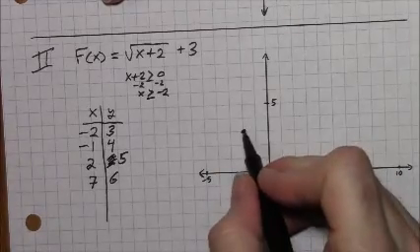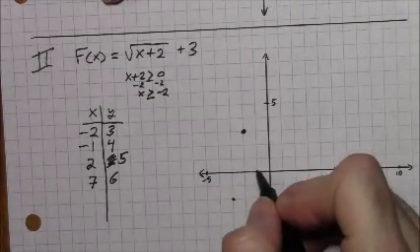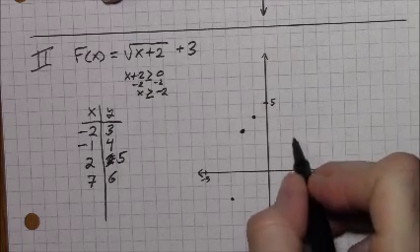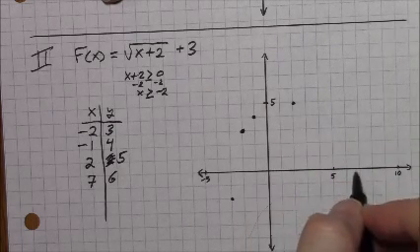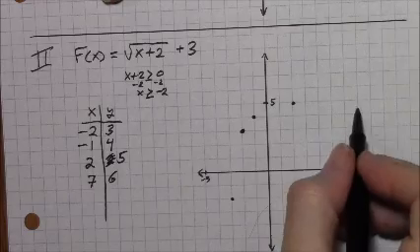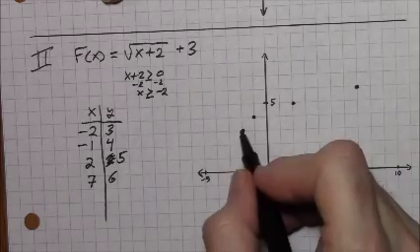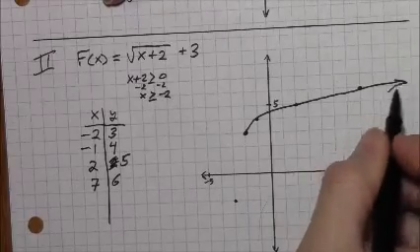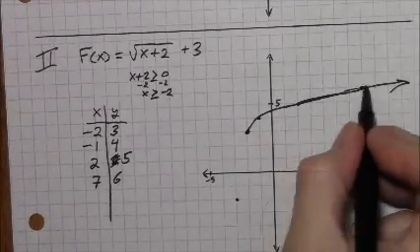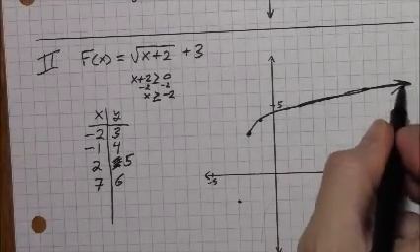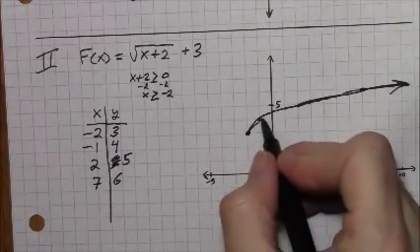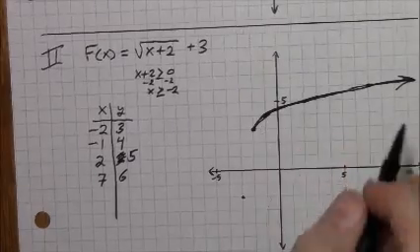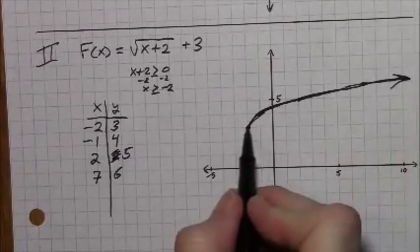I already have the -2, 3. Now I'm going to do -1, 4. 2 and 5, and 7 and 6, 3, 4, 5, 6. Notice that the curve is pretty much the same as the kind of curve that this one had. I need to make it at least a little more curvy there. I started off not curving a little too much, but you get the idea. You can see it. So you see the starting point is here.